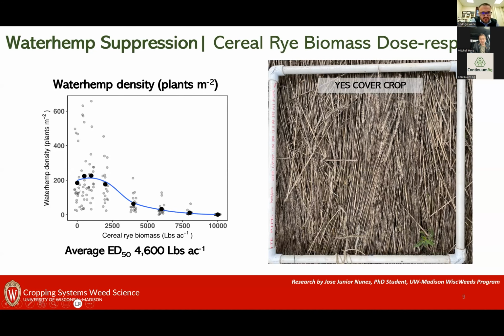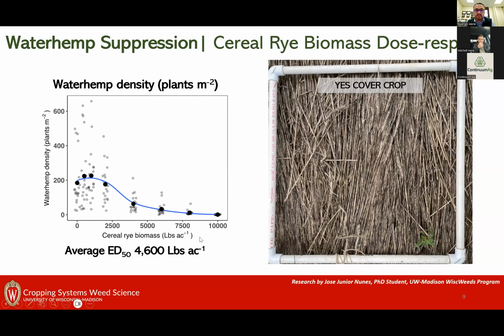But what it's showing us is when you just have a little bit of rye, when you don't have enough, let's say about 1,000 pounds, if you walked a field that has about 1,000 pounds after you terminate, there's not enough to cover that soil, but there's just enough to keep a little bit of extra soil moisture. And that extra soil moisture actually stimulates waterhemp emergence. So very little biomass can be problematic. But once you go past that hump, once you get into the 3,000 pounds onwards, then you're seeing tremendous suppression.